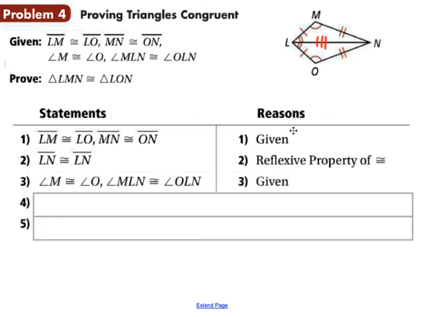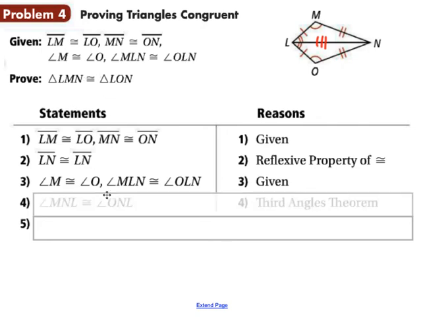So item number 3, angle M is congruent to angle O. And in our figure, angle MLN is congruent to angle OLN. That's the one in the corner here. Those two are congruent. That was given. So we have all three sides are congruent, and we have two of the angles congruent. Well, all we need is the last angle to be proven congruent, and these triangles will be congruent.